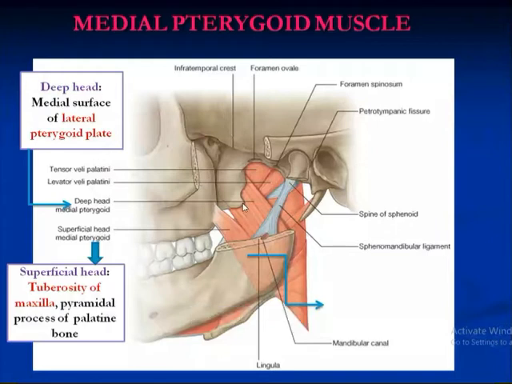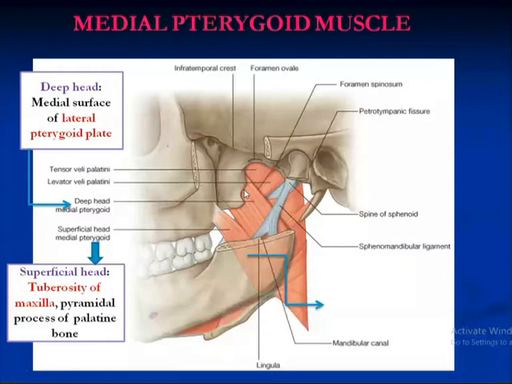Now, I'll tell you another thing over here also. The lateral pterygoid plate has two surfaces. One is known as the lateral surface, the next one is known as the medial surface. From the lateral surface, the lateral pterygoid muscle will arise. From the medial surface, the medial pterygoid muscle will arise. This thing you have to be clear. Now, next one is the insertion.